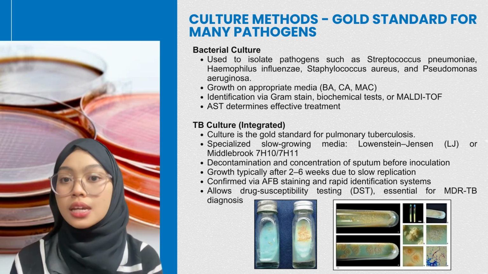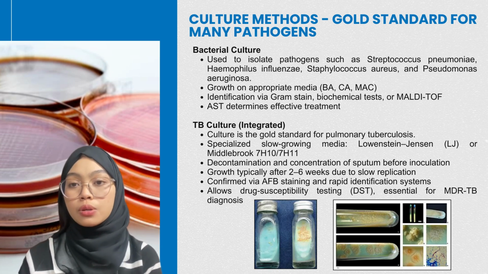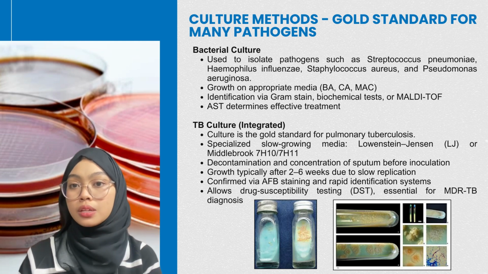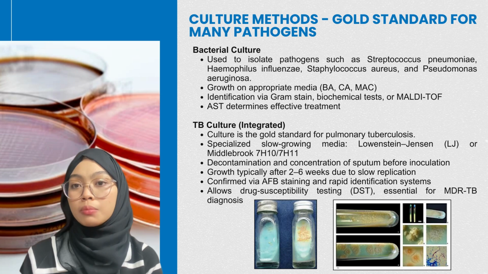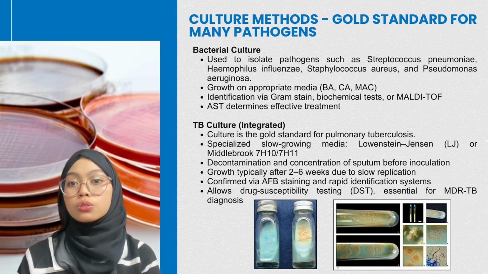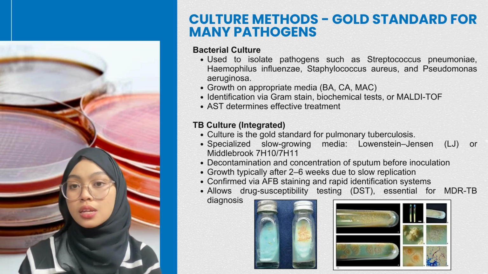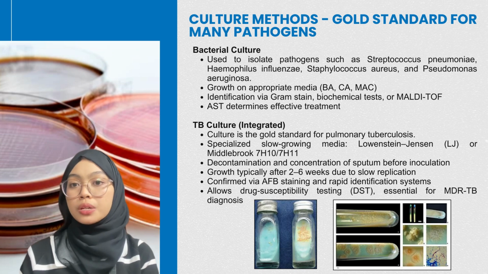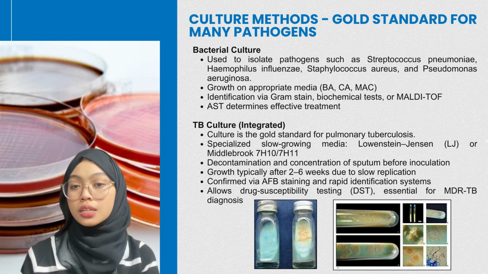For tuberculosis, the culture process is more specialized because Mycobacterium tuberculosis grows very slowly. It requires special media like Lowenstein-Jensen or Middlebrook agar, and the sample must be decontaminated before inoculation. Growth usually takes 2 to 6 weeks. Once the colonies appear, confirmation is done using AFB staining or a rapid identification test. TB culture is also used for drug susceptibility testing to detect multi-drug resistant tuberculosis.